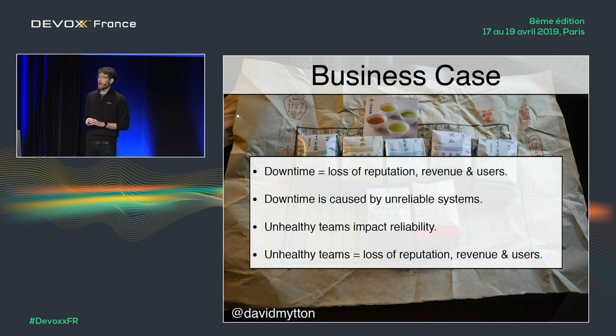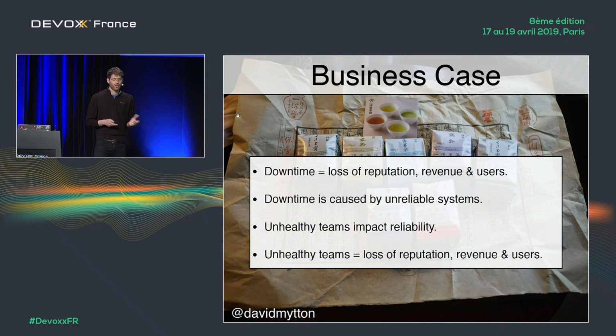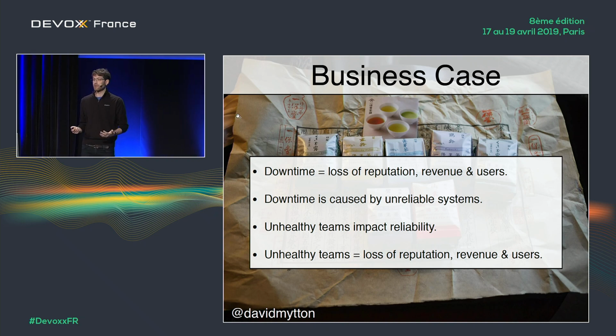Downtime is caused by unreliable systems. Unhealthy teams impact reliability. And as a result, unhealthy teams mean a loss in reputation, revenue, and users. And this link is really important to make the business case for why you should implement these systems.